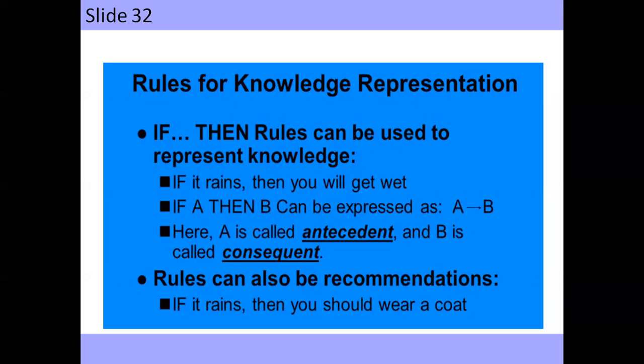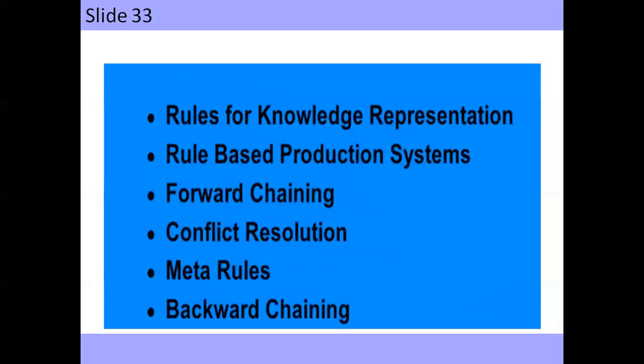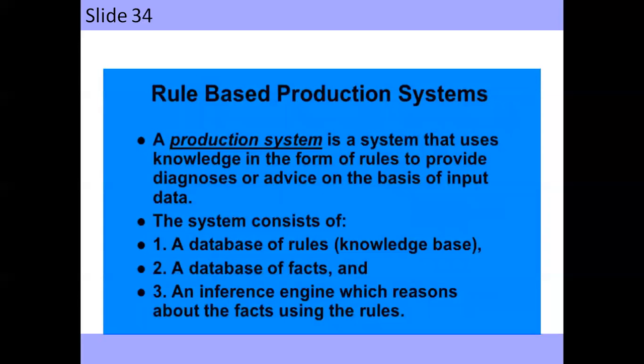The rule can also be a recommendation. If it rains, then you should wear a coat. So the rule for knowledge representation has to be considered with the help of, again, forward chaining, or we can consider conflict resolution, meta rules, and backward chaining. Basically, the rules for knowledge can be represented with the help of some facts, in which we can represent a rule-based production system, and in that we have to apply the production system.